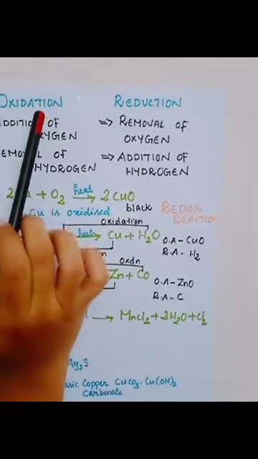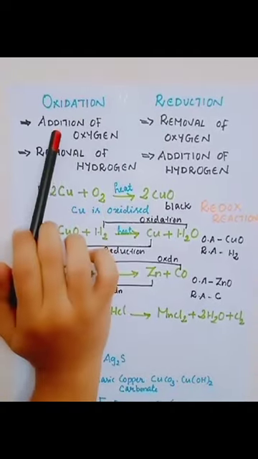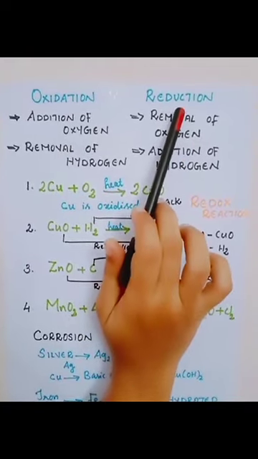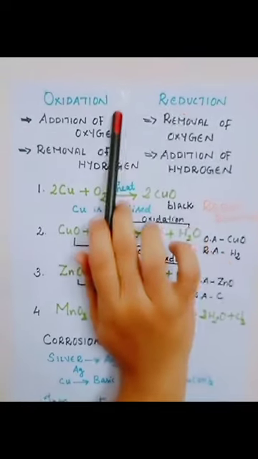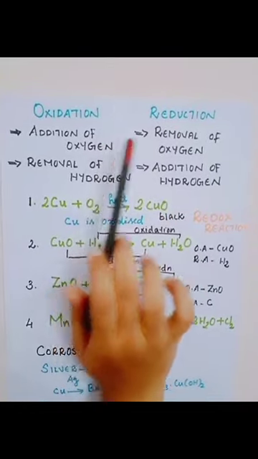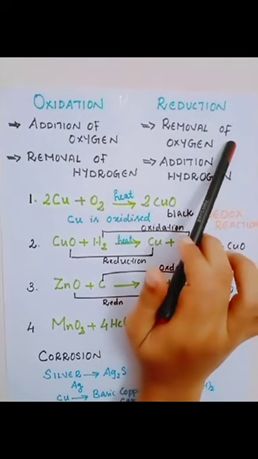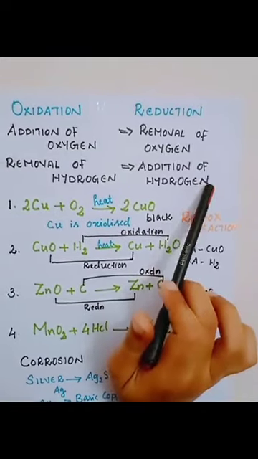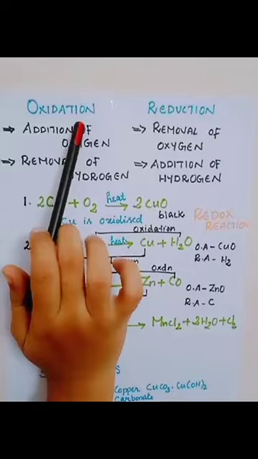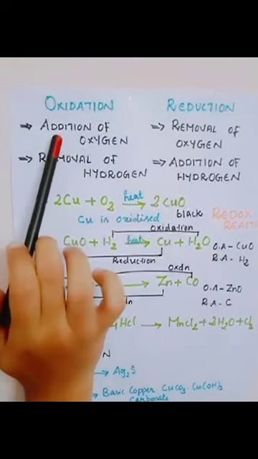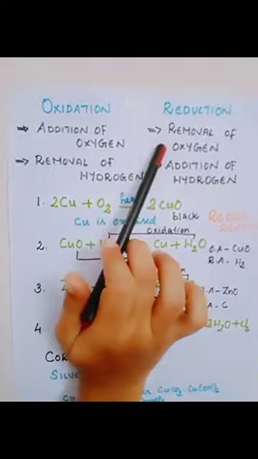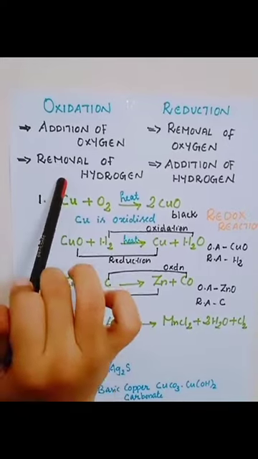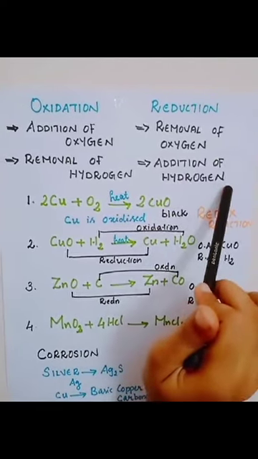Similarly, reduction is the opposite process of oxidation. Addition of oxygen is called oxidation, and removal of oxygen is called reduction. When oxidation is addition of oxygen, reduction is removal of oxygen. Similarly, oxidation is removal of hydrogen and reduction is addition of hydrogen. Please don't get confused, oxidation and reduction are opposite processes.